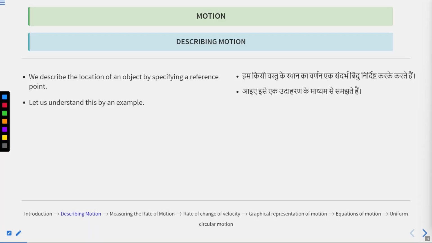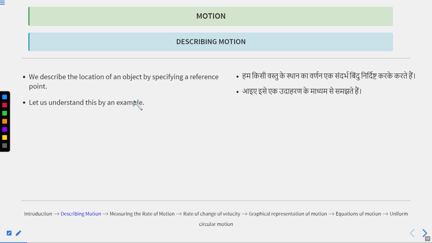Hello and welcome, class. In last class I taught about the introduction of motion. In today's class we are going to start the chapter Motion from the topic Describing Motion. Clear, class? In last class we mainly discussed frame, rest and motion. So let's begin today's class.